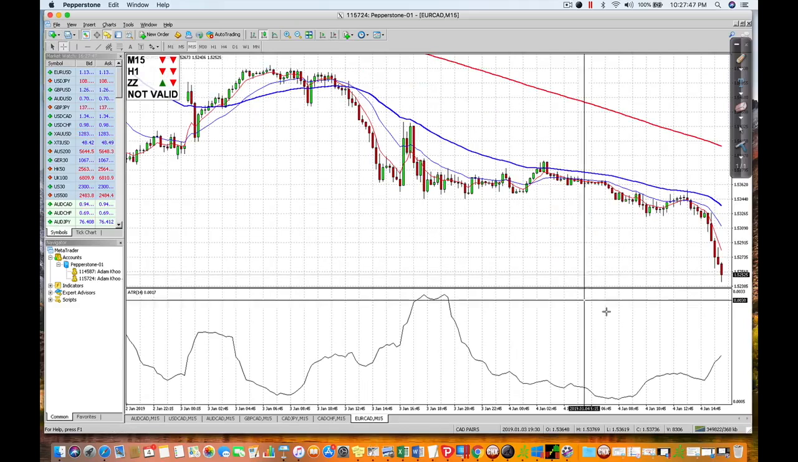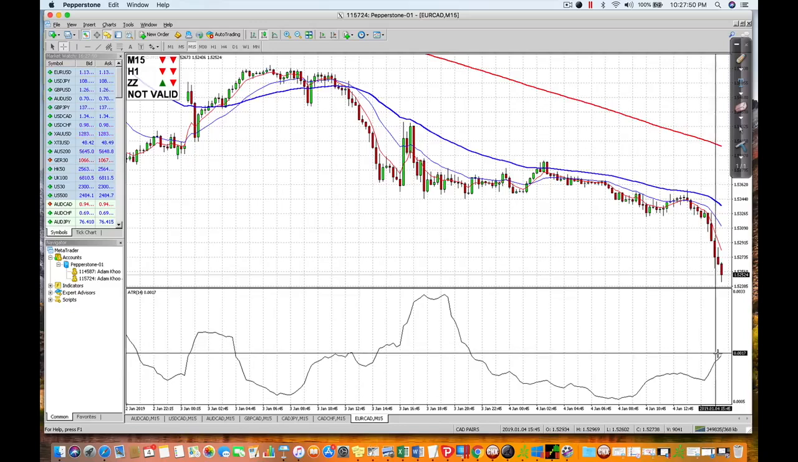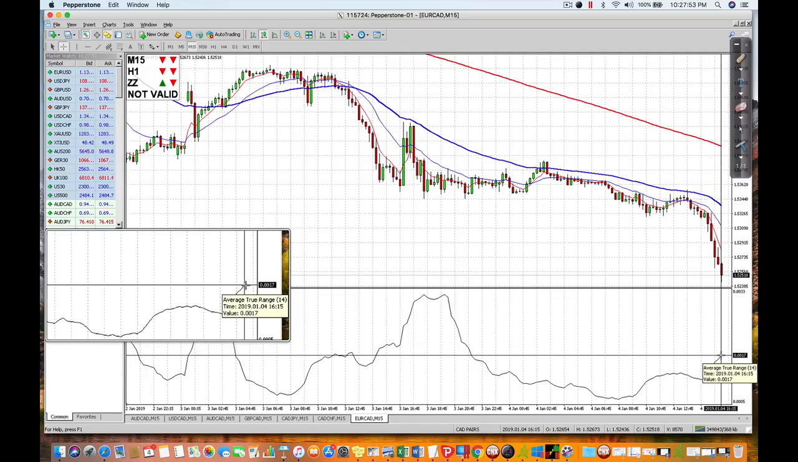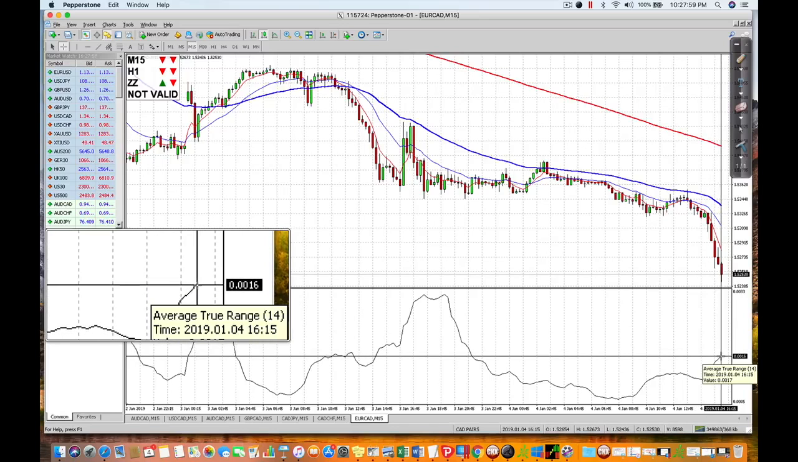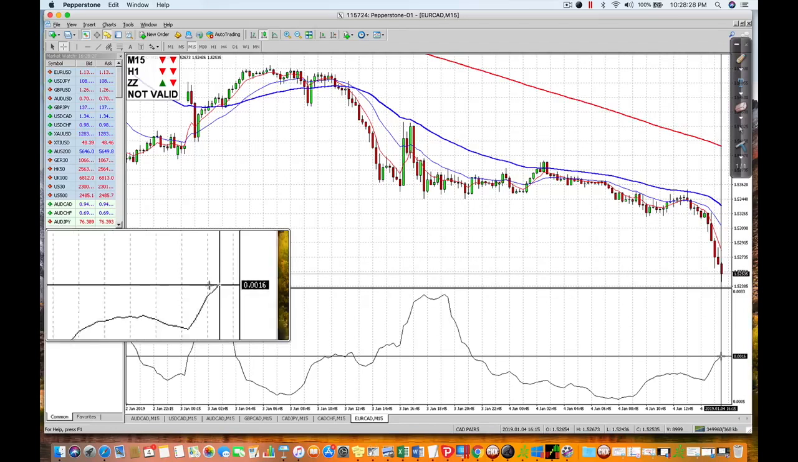You need to get your crosshair and put it there to see the value. Now I'm going to zoom in. There you go. So what does it say? 0.0016. So that is 16 pips. So right now for this particular pair, the ATR is 16 pips. For Einstein, he'll take 16 multiplied by 1.5. That's 24, so he makes sure that the stop loss is at least 24 pips.